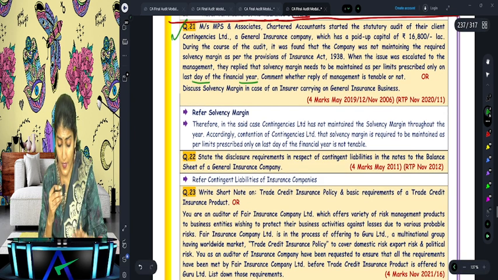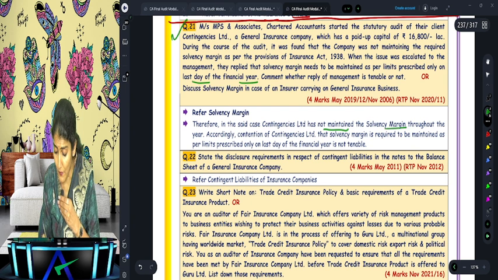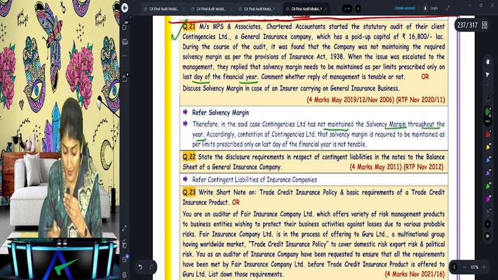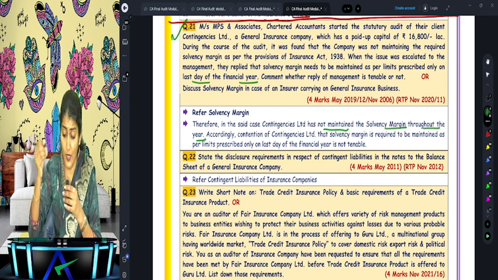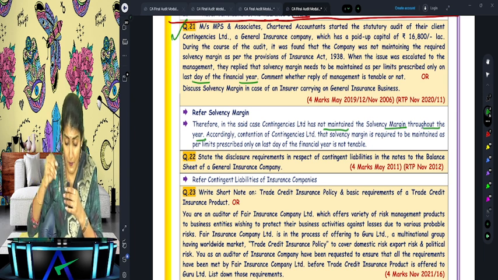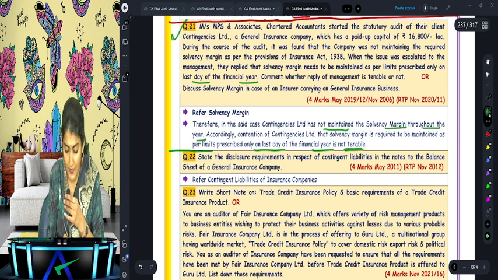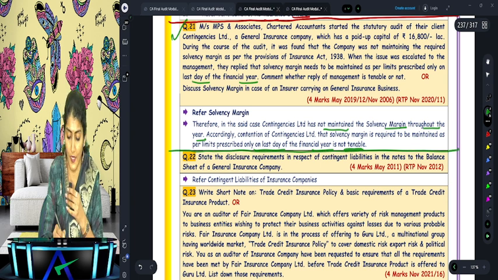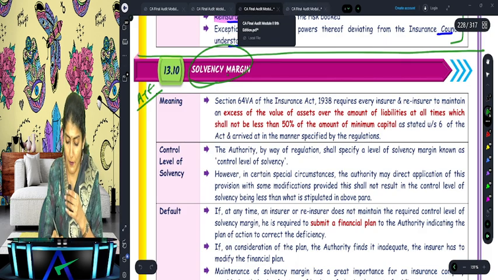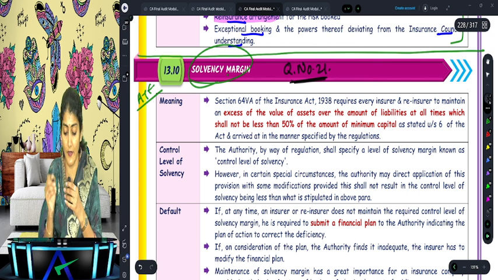So what does it say? Therefore, in the said case, Contingencies has not maintained the solvency margin throughout the year. Accordingly, the contention of Contingencies that solvency margin is required to be maintained as per the limit only on the last day of the financial year is not tenable, right? So question number 21 is regarding the solvency margin. Again, a question asked three times in your exams, right?